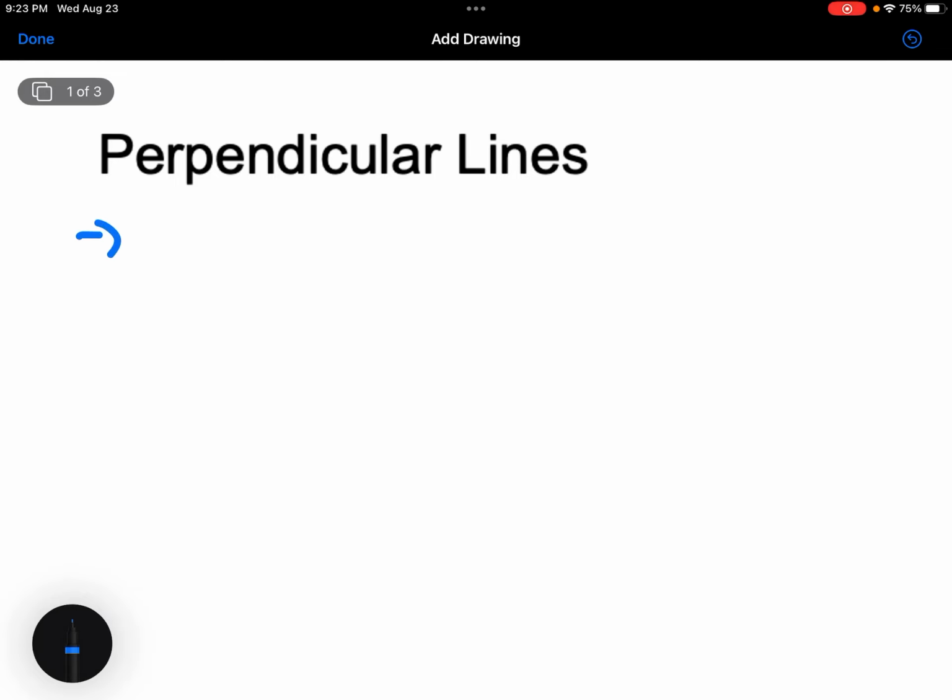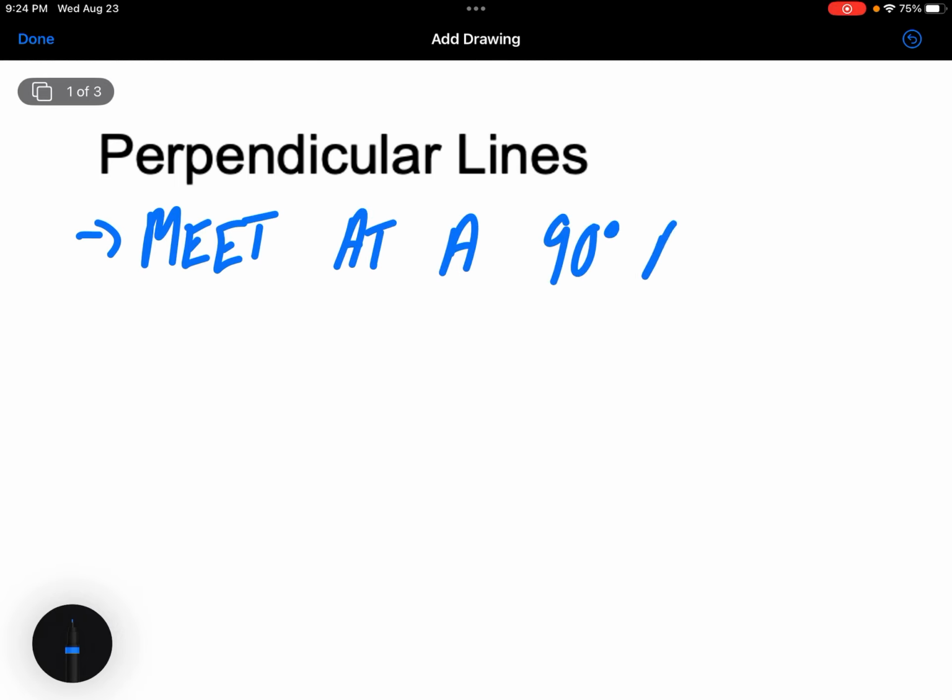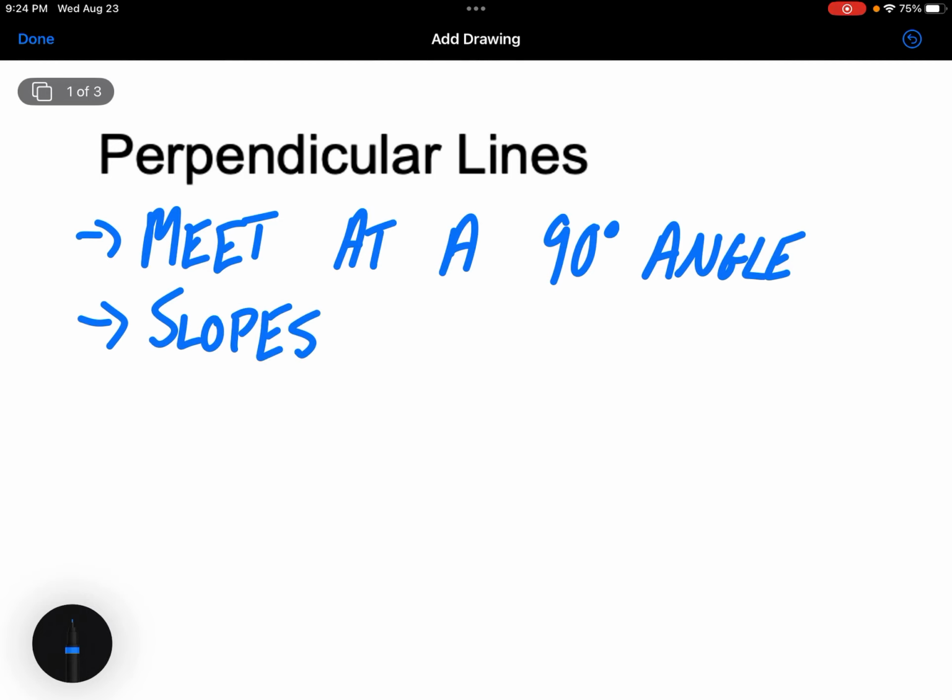Now, perpendicular lines, they meet at a 90-degree angle. So now, with this, for the slopes, we flip the fraction and we make the sign negative. So the slopes are called negative reciprocals.